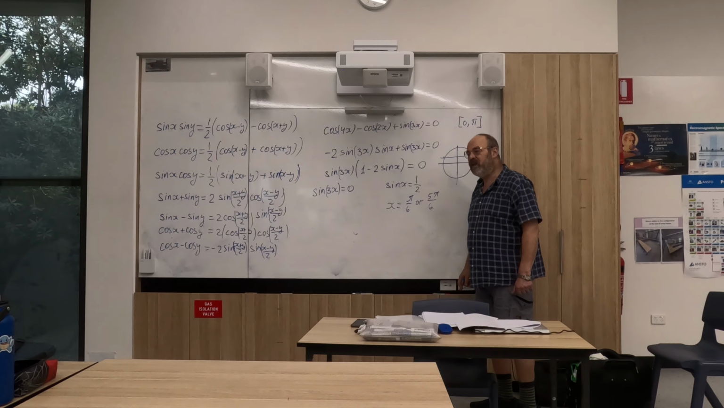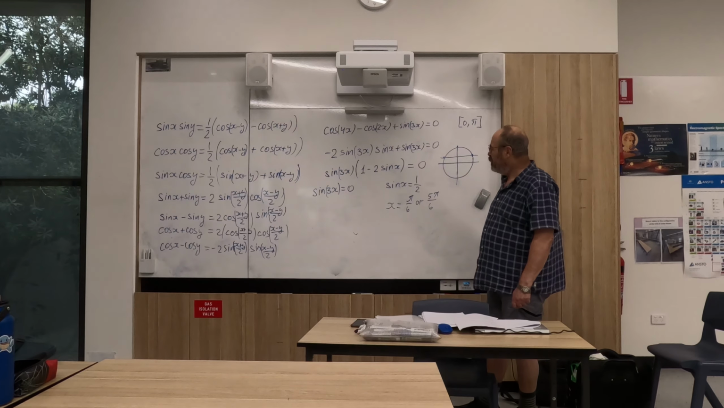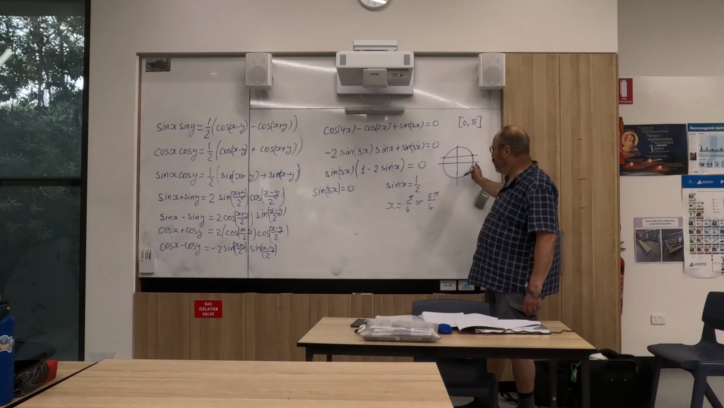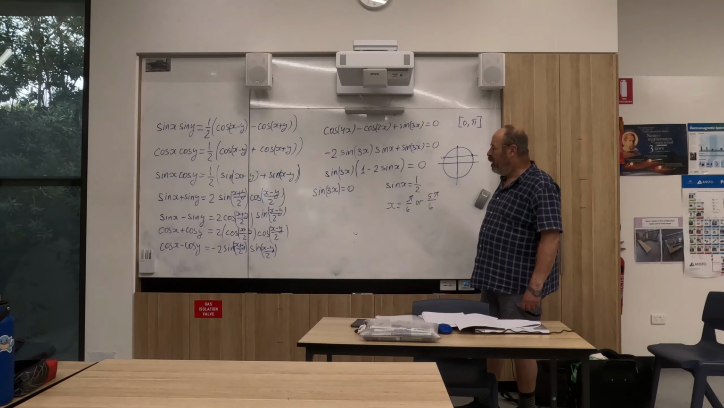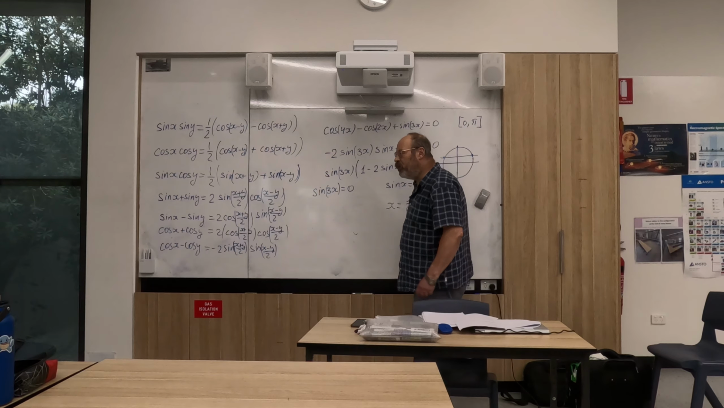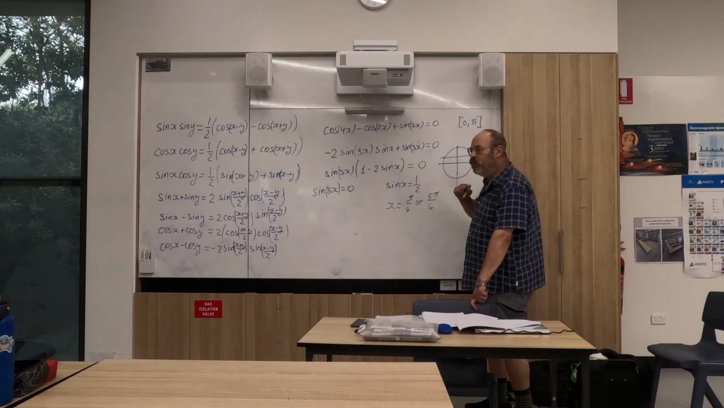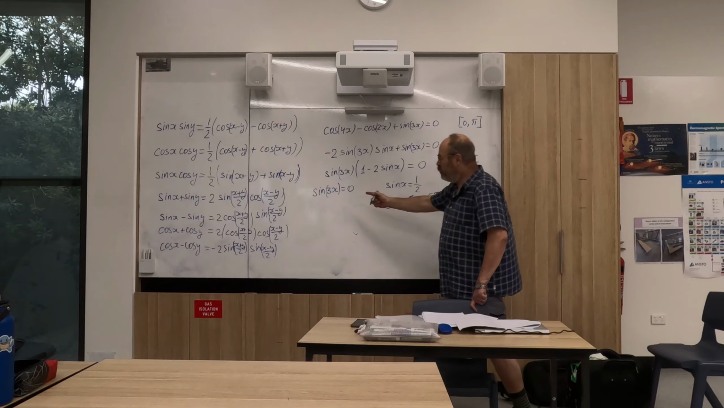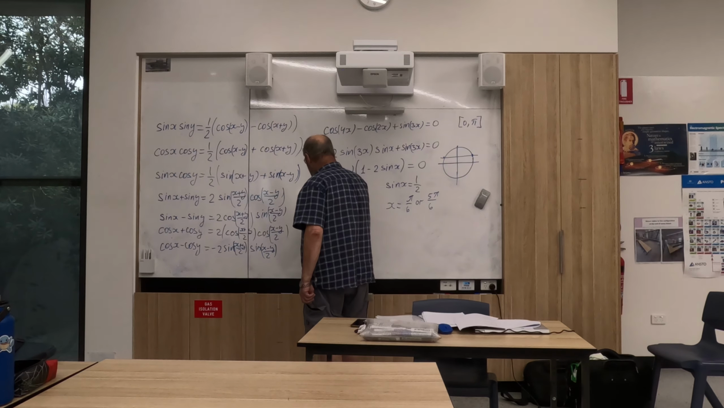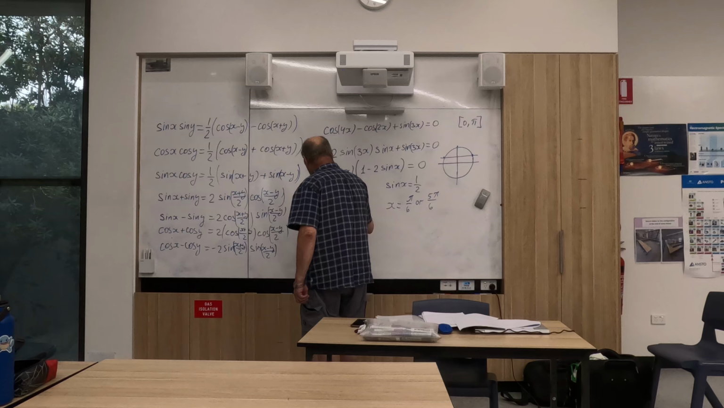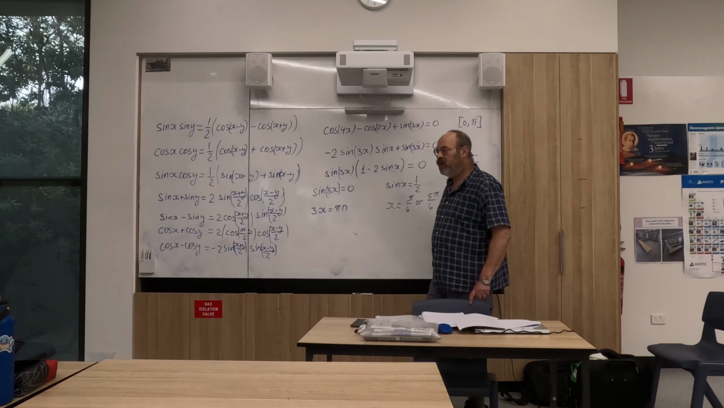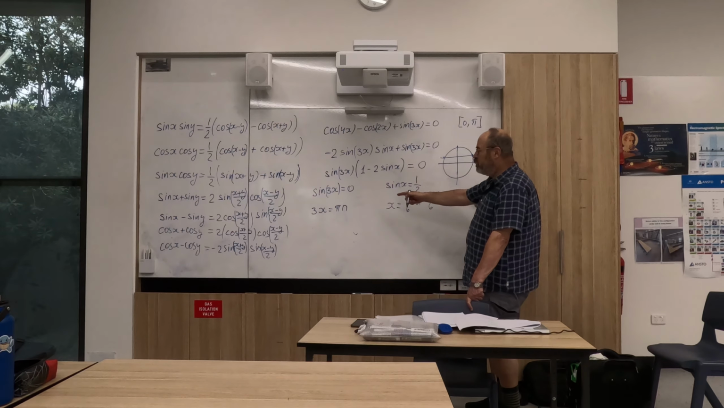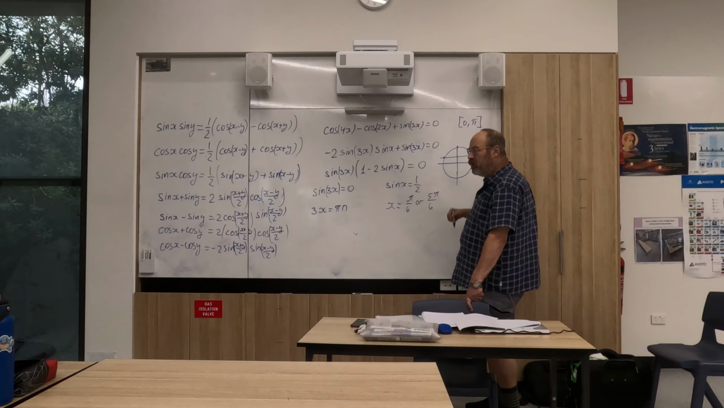Now sine 3x equals 0. Sine of which angle equals 0? It will be 0, not every 2 pi, but every pi. So we will have 3x equal pi n. Every pi will get to 0. When n equals 0, it's 0, n equals 1, we're there.